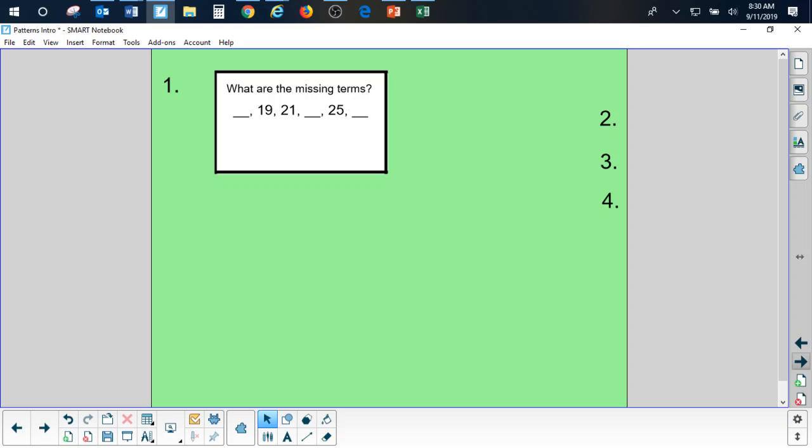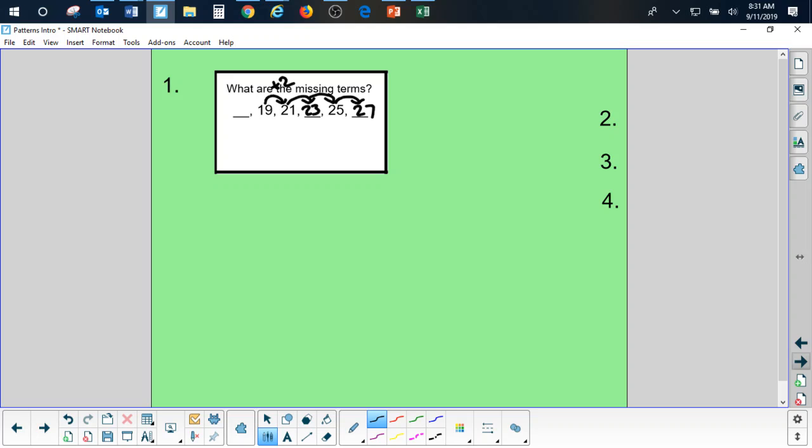It says, what are the missing terms? It looks very similar to what we did, only we have missing numbers in there. So we can still find a pattern or a rule. We just have to look at numbers that are next to each other. So we have 19 and 21. I know to get from 19 to 21, I could add 2. So we would just have to check and make sure that's going to work every time. I know 21 plus 2 is 23. 23 plus 2 is 25. 25 plus 2 is 27.